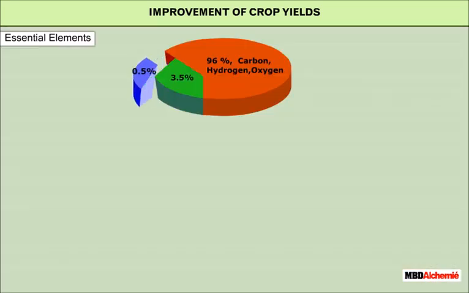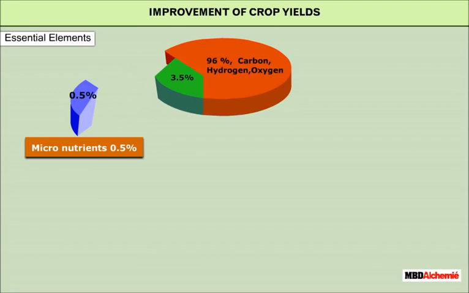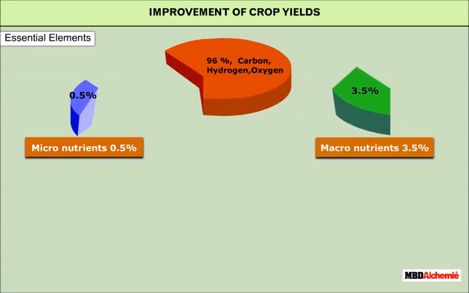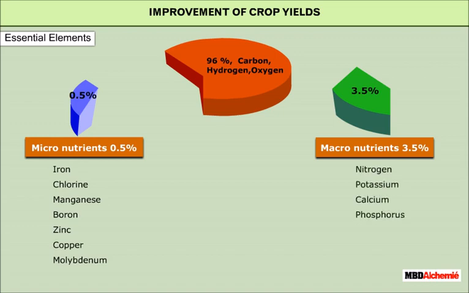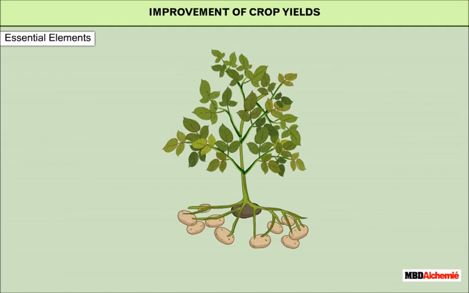Essential elements. There are 0.5% of micronutrients and 3.5% of macronutrients present in total essential elements. Micronutrients are iron, chlorine, manganese, boron, zinc, copper, and molybdenum. Macronutrients are nitrogen, potassium, calcium, phosphorus, magnesium, and sulfur. Here you can see the effect of different nutrients on plants.